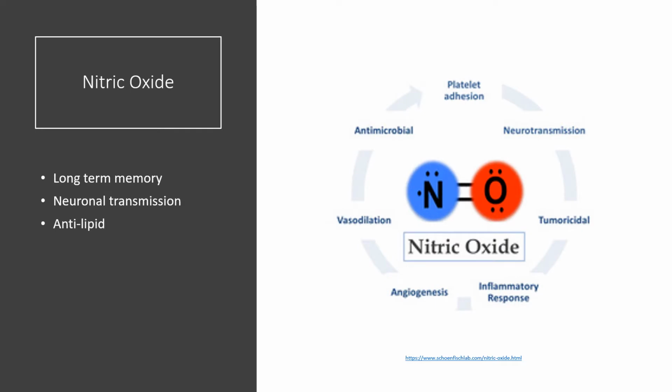Now we move to nitric oxide. Nitric oxide, or NO, is very important in facilitating long-term memory generation. And nitric oxide is a free radical which modulates a variety of physiological activities, and this is present in all mammalian species.